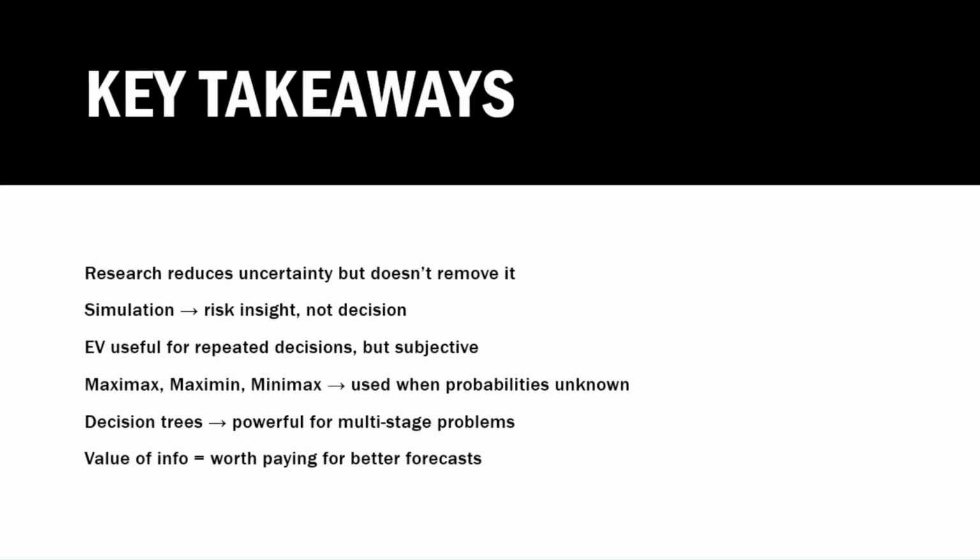Let us recap. Research reduces uncertainty but never removes it completely. Simulation provides insight but not final decisions. Expected value is useful for repeated decisions but ignores human risk attitudes. Max-I-max, maximin, and minimax regret are applied when probabilities are unknown. Decision trees are excellent for multi-stage problems. And information has value only if its benefit is greater than its cost.